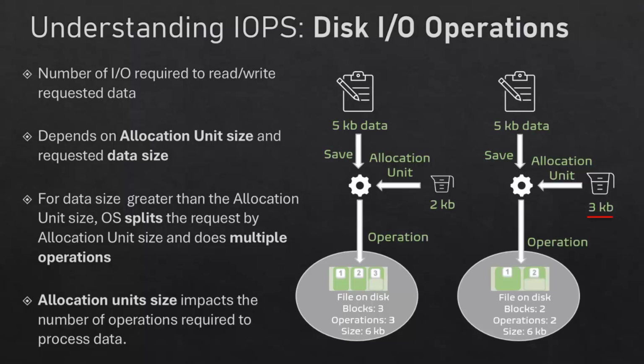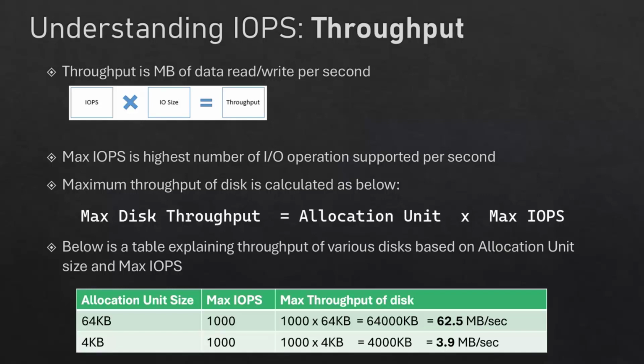So in order to do this operation, it will take 2 operations and it will create 2 blocks, right? As you can see here, as you increase the allocation unit, the operations are reduced. Similarly, if you have more operations, you'll be able to write more data with the same allocation unit, right? So now let's move to another topic.